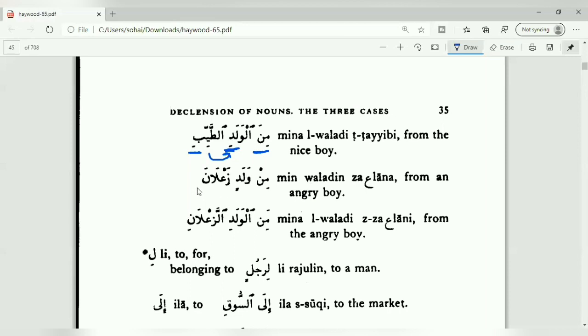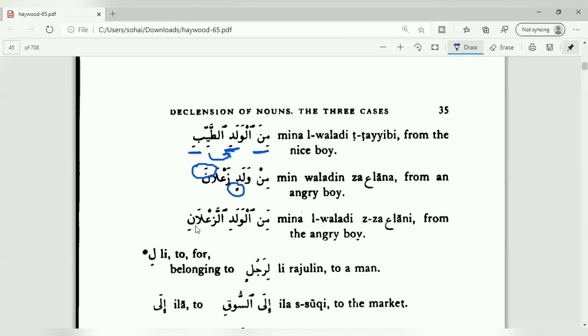Min waladin za'lana. So za'lana means angry. And here is the adjective of walad. As you notice, it doesn't have a kasra. Rather, it has a fatha, and it doesn't have tanween. It only has one fatha. Why? As we learned before, za'lan is not fully declinable. So when it's indefinite, it doesn't take tanween, number one. And number two, when it's genitive, it takes a fatha. So it's the same case as walad, but it doesn't take kasra because it's only partially declinable.